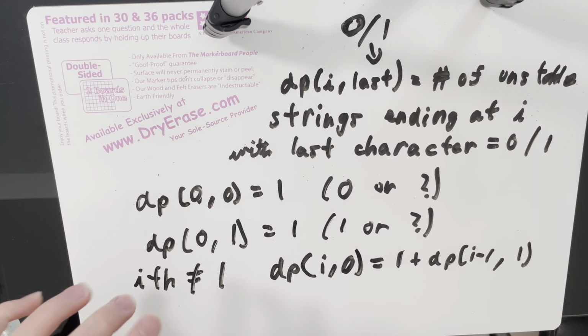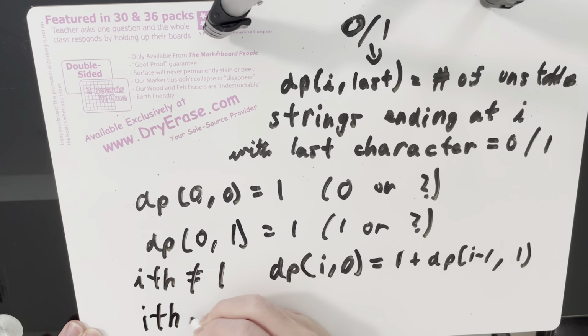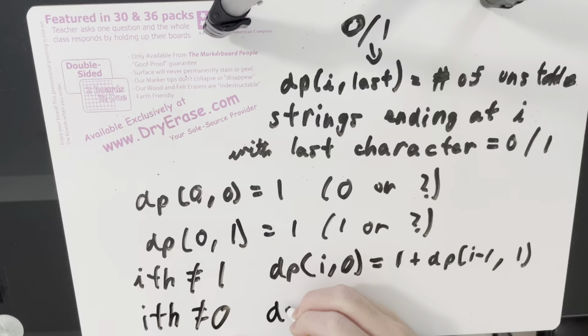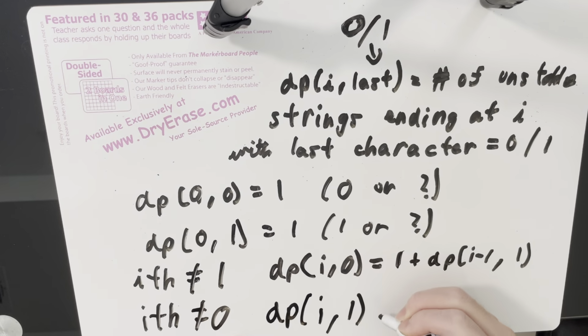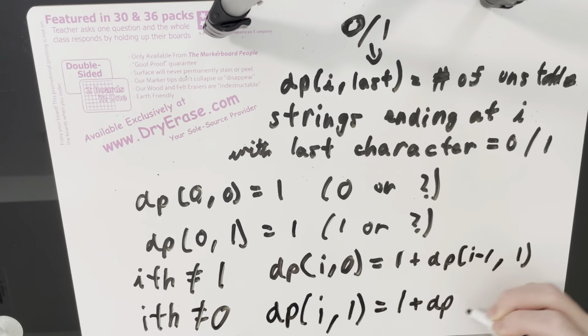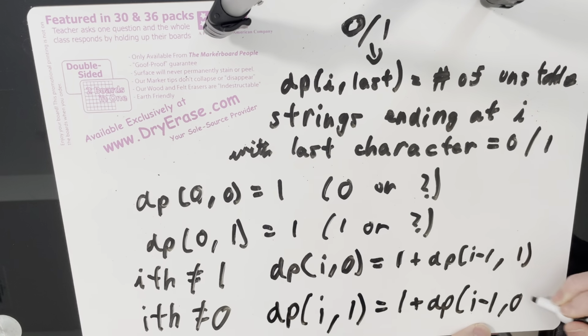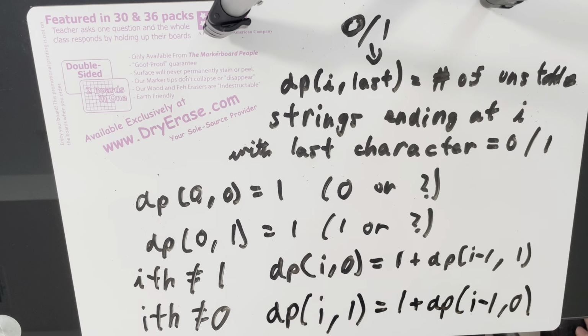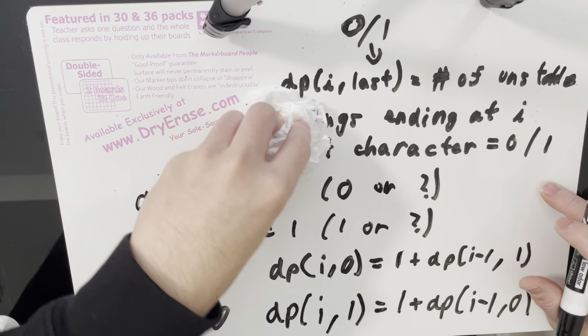And it's a similar case if the ith character doesn't equal 0, which means it's possible for that ith character to be a 1. Then it would look something like DP at I and 1 is equal to 1 plus DP at I minus 1 and 0. And so this is what the DP recurrence looks like. And the final answer would look something like this.